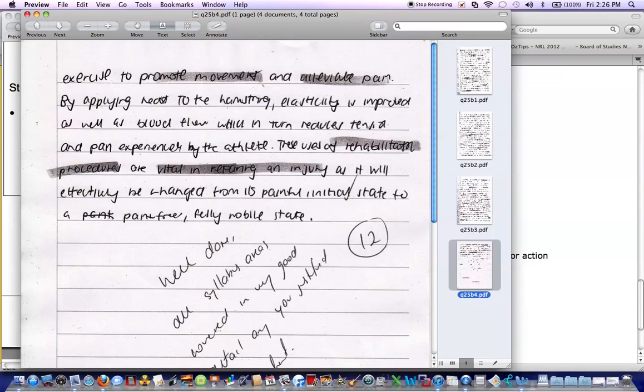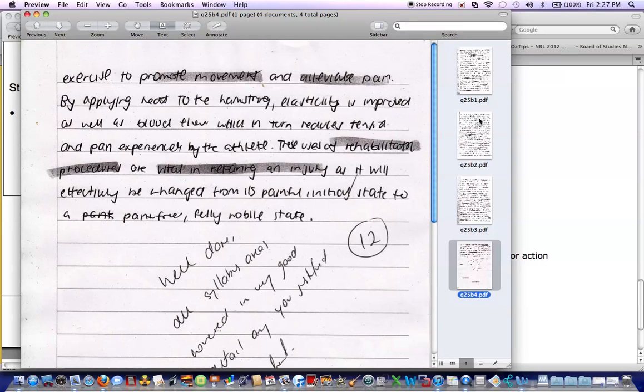Exercise to promote movement. By applying heat to the hamstring, elasticity is improved as well as blood flow, which in turn reduces tension and pain experienced by the athlete. The use of rehabilitation procedures is vital in repairing an injury, as it will effectively be changed from its painful initial state to a pain-free, freely mobile state.